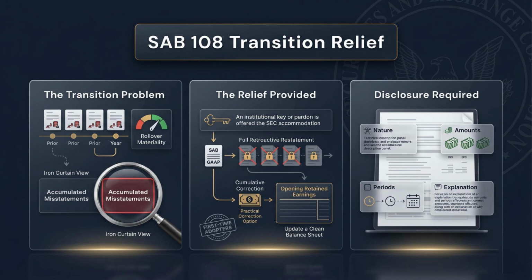But this relief was not a silent cleanup. Disclosure was required, including the nature, amounts, periods affected, and why the items had previously been considered immaterial. Relief does not mean hiding, it means a practical correction path with transparency.